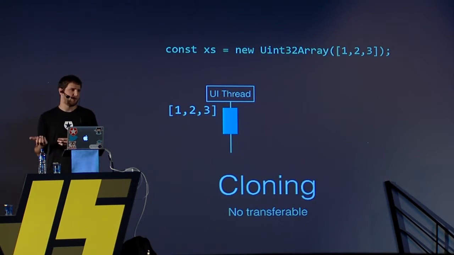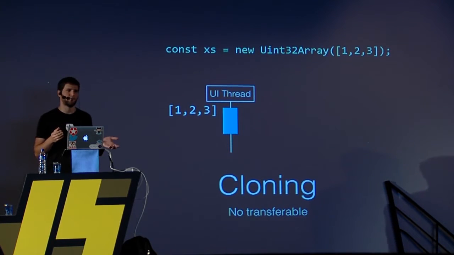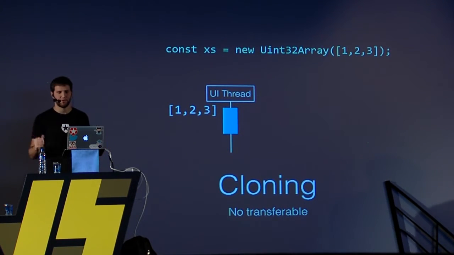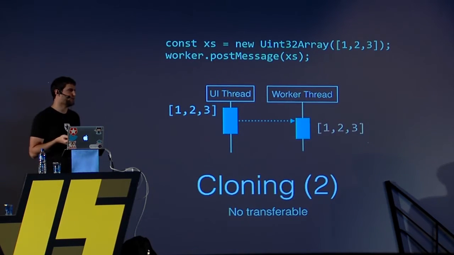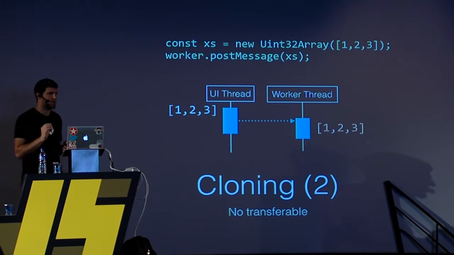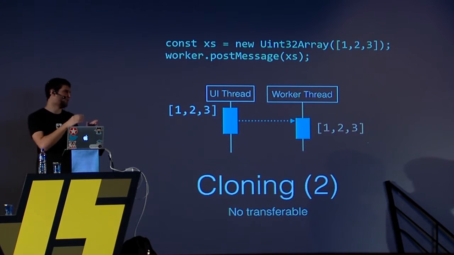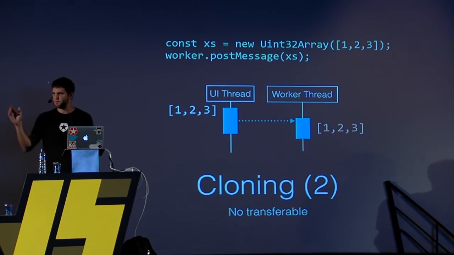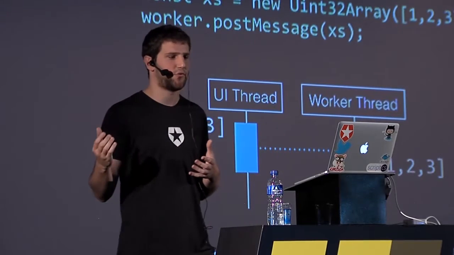So if I create an array, I told you before, I have two options. Either I can transfer the buffer for the array or not. That's the optional parameter. Well, if I don't, I'm doing cloning. Cloning means that every element of the array is individually cloned. A new copy for that is created. Like, imagine if you are serializing JSON and then deserializing it. You would be creating a whole new object, and a new array is available on the worker thread.